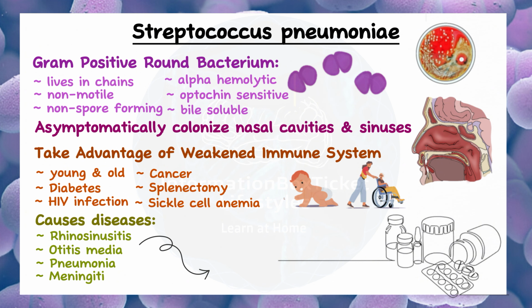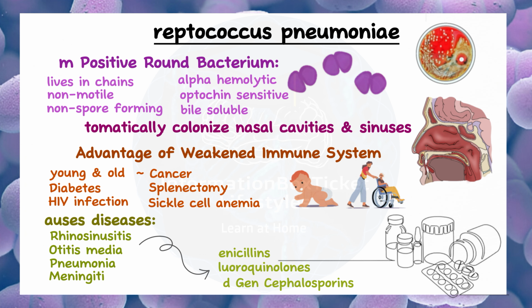The treatment of infections with strep pneumonia involves the use of penicillins. However, in the case of resistant strains, fluoroquinolones, third-generation cephalosporins, and vancomycin can be used.